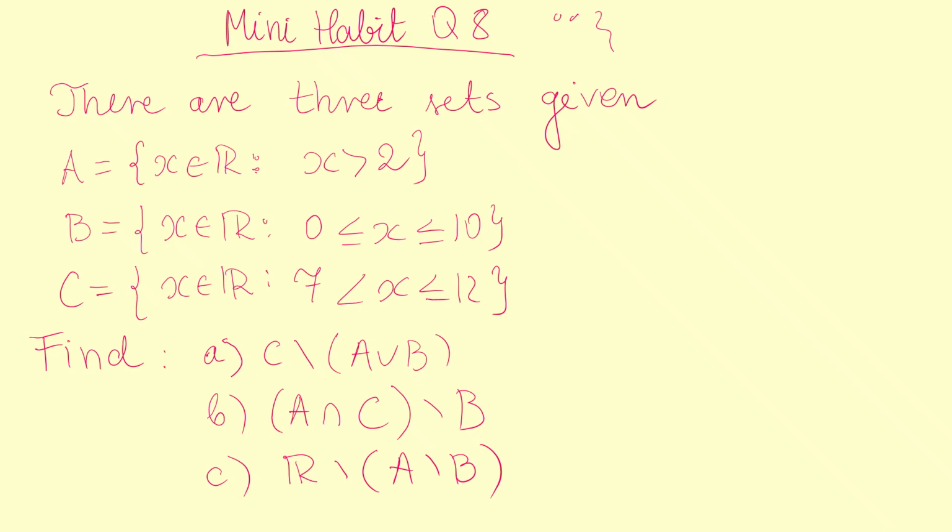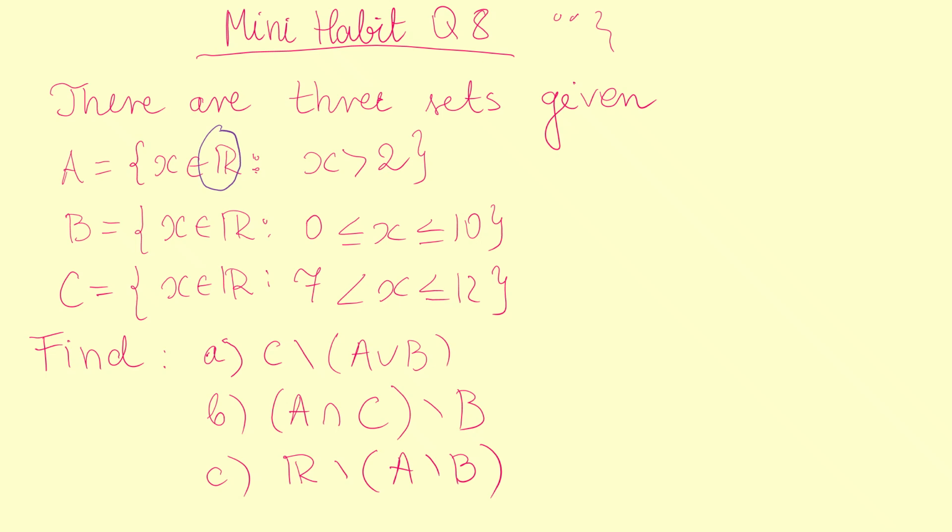This is mini habit question 8. There are 3 sets given. Set A is made out of numbers, real numbers, which is what this symbol here means. And these numbers are bigger than 2.